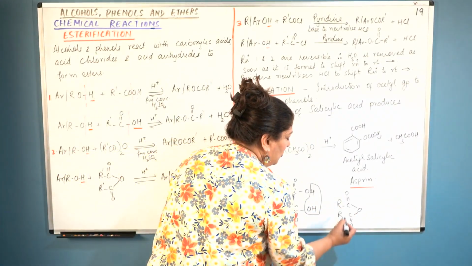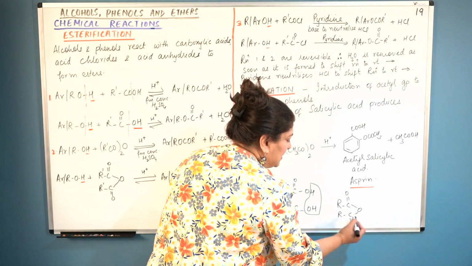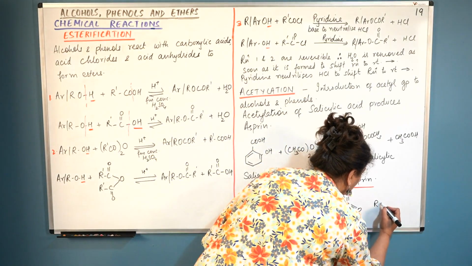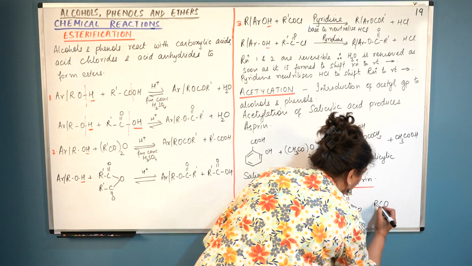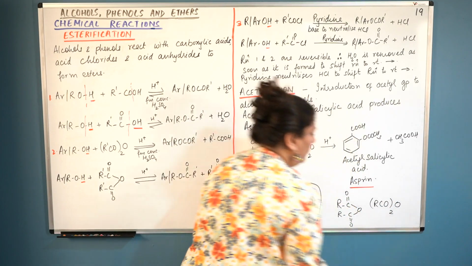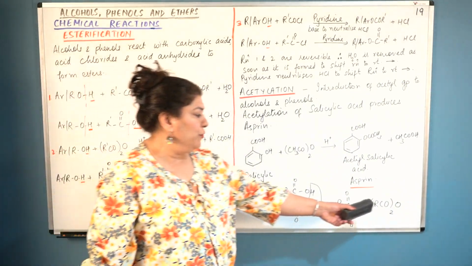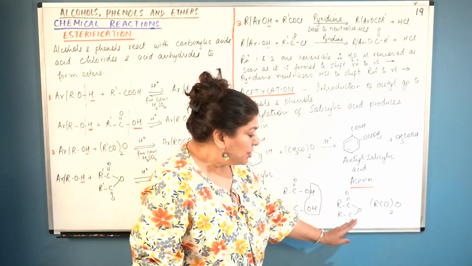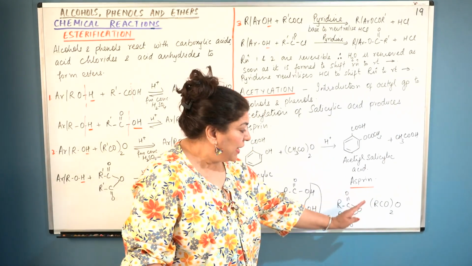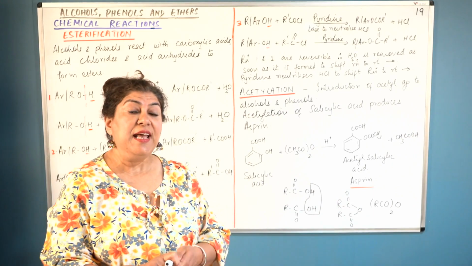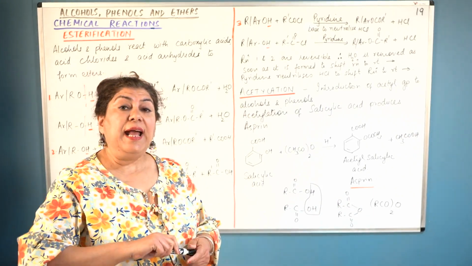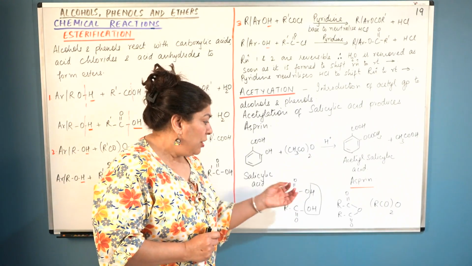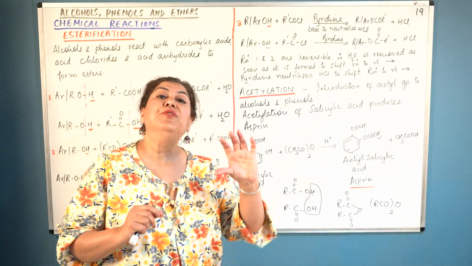Now what do we have? We have RCO twice and one oxygen. How do we write it? RCO whole twice O. That is how you would write an anhydride. But when you split the structure, this is what is happening. This is what the actual structure of an anhydride is, and this is how it is formed. An anhydride is formed from two carboxylic acid molecules from which one water molecule has been removed.